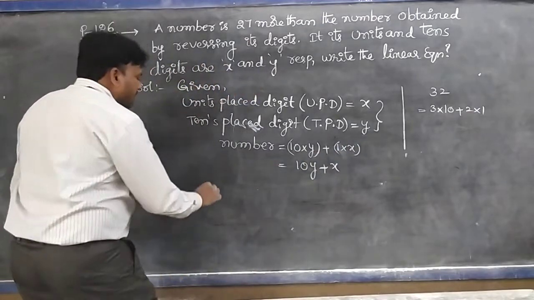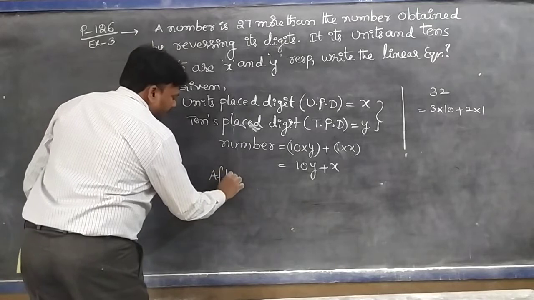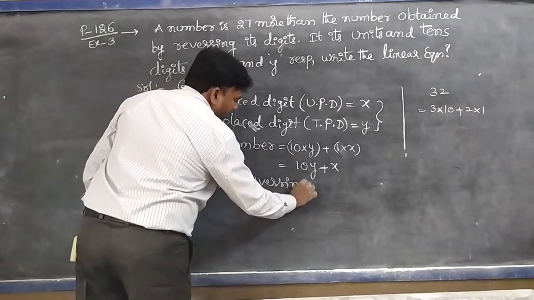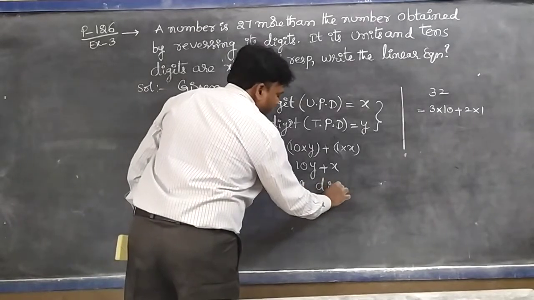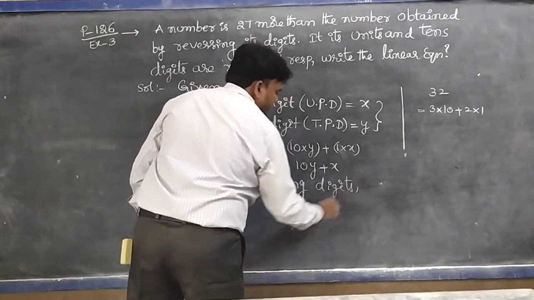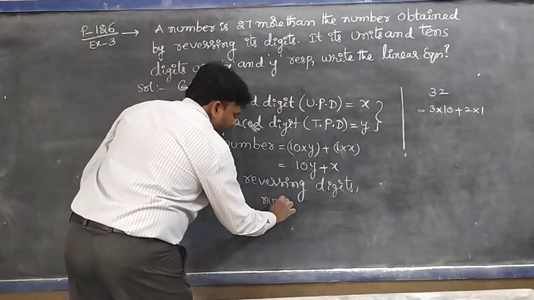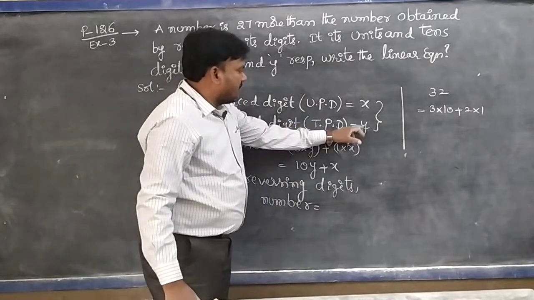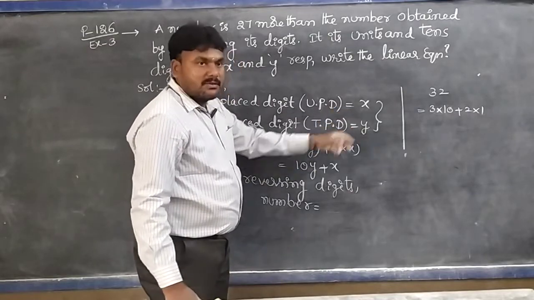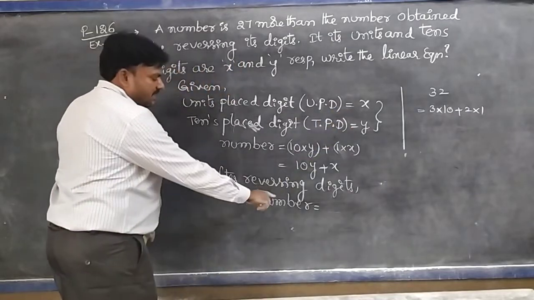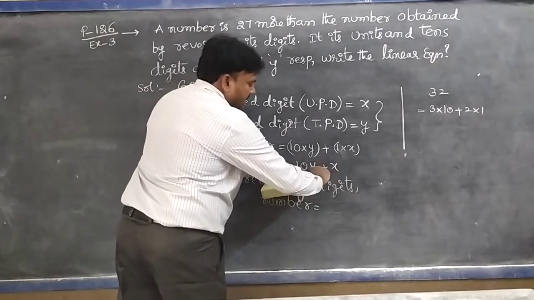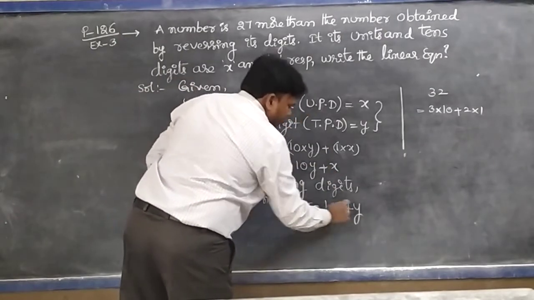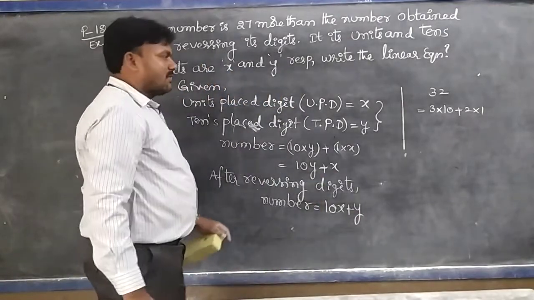Okay, next, after reversing digits. After reversing digits, the number equals, so units place digit y, tens place digit x. So after reversing digits, the number equals, just interchange and you can get the result. That is 10x plus y. 10x plus y, interchange the values.